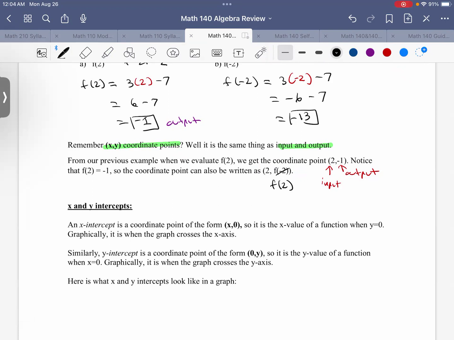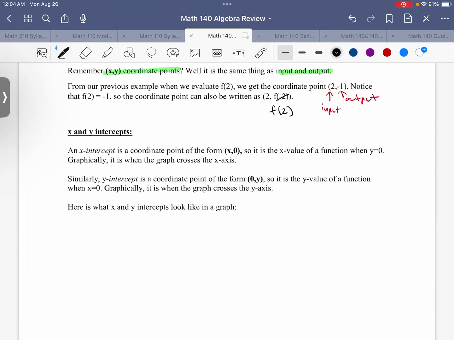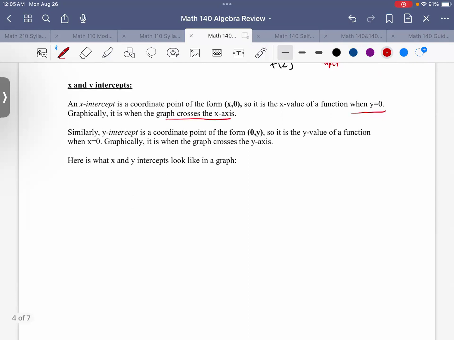All right, so let's check out x and y intercepts. An x-intercept is the coordinate point of the form (x, 0). That just means, what's the x value when y equals 0? When there's no y value, it's just 0. Graphically speaking, it's when it crosses the x-axis. Similarly, a y-intercept is the coordinate point of the form (0, y), and it's the y value when x equals 0, when there's no value for x. This is when it crosses the y-axis.